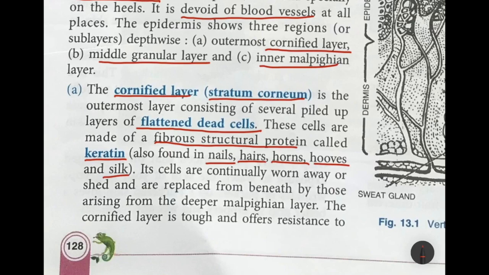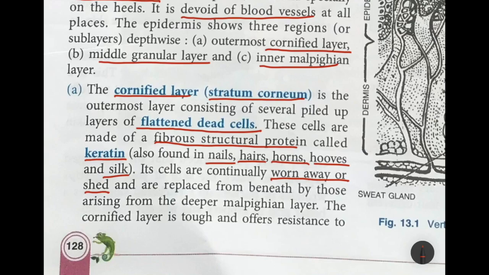Since they are dead cells, they are continually worn away and shed, and are replaced from beneath by those coming out from the malphigian layer. So continuously these skin cells are pushed outside. That is why our nails grow and our hair grows. Why? Because these dead cells are being pushed outside.